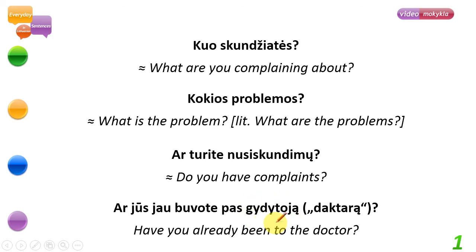Doctor is gydytojas. But sometimes, daktaras is used. So the sentence would sound like, ar jūs jau buvote pas daktarą? Daktaras, well, it's not official, but many people still use daktaras. Daktaras means doctor, and gydytojas means someone who heals, because gydyti means to heal. Daktaras is more used in the context of a doctor as a science degree, and the official version should be gydytojas, a medical doctor in a hospital. But people could also say daktaras, so don't get confused.